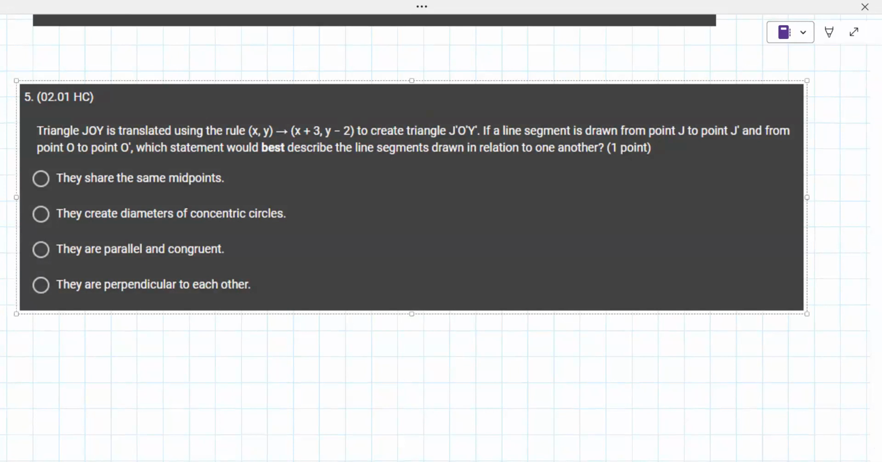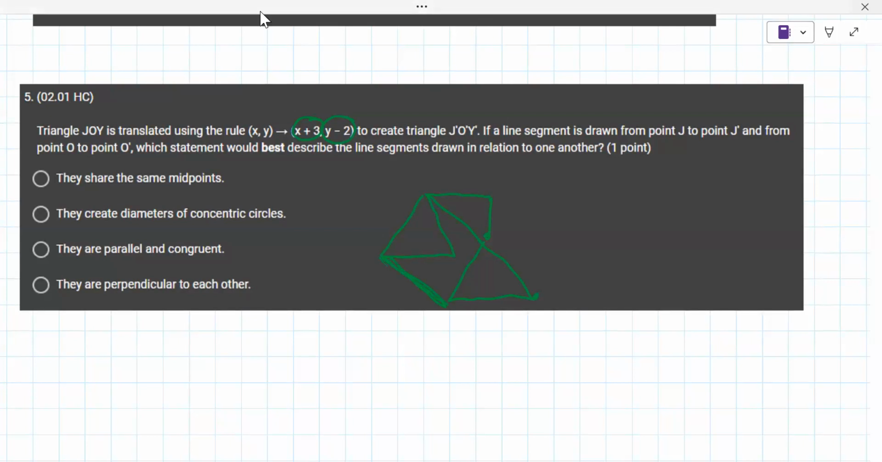So we've done this problem a few times. Triangle JOY is moved right 3 and down 2. Okay, so the triangle we talked about, you move it right 3. Every point goes right 3 and then down 2. And so you've got this new triangle here. And they're asking you about this line to this line and this one to this one. Visually, what do you see?